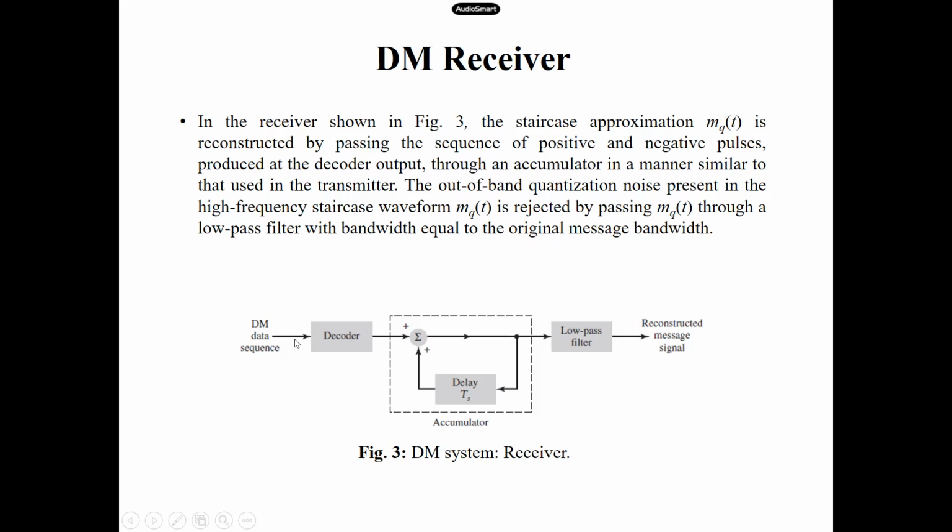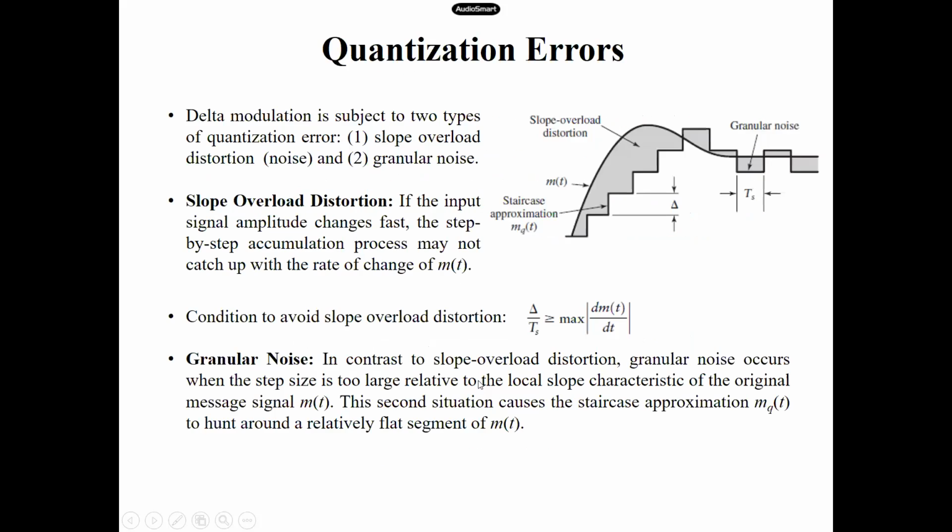And the circuit remains kind of the same, but we have a delay signal coming out, which is working as an accumulator. Now, we have some problems associated with delta modulation. Delta modulation is subjected to two types of quantization error. One is slope overload distortion noise, and the second is granular noise.